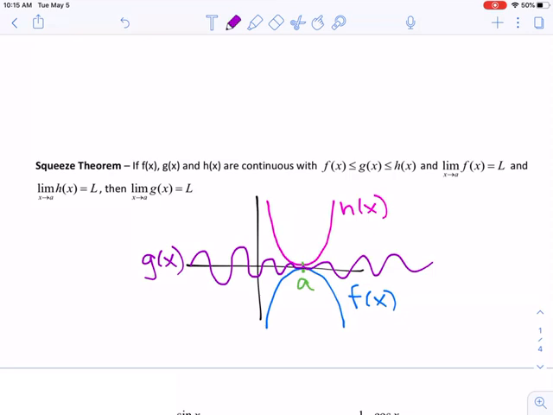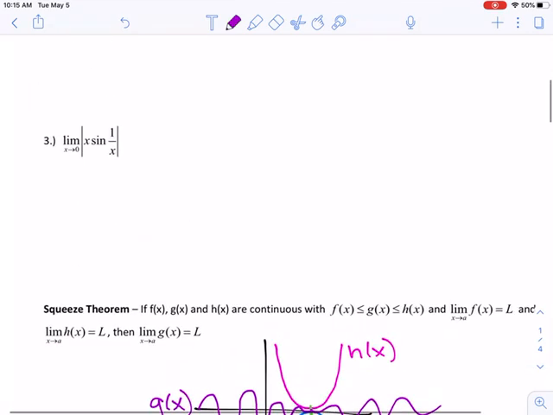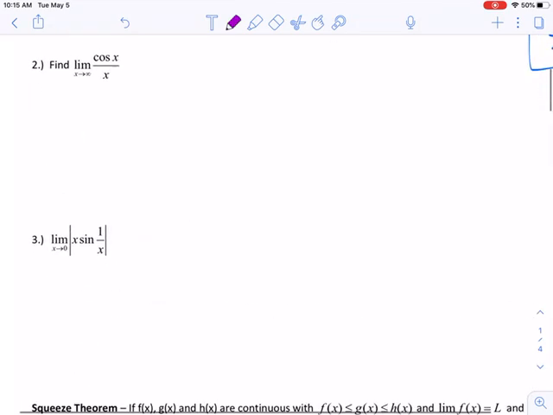So let's use this idea to figure out questions 2 and 3. If I ask myself for question 2, what do I know about the cosine? I know that the cosine of an angle has to exist in between -1 and 1. So I'm going to start off with a little inequality. -1 has to be less than or equal to the cosine of x, which has to be less than or equal to 1.